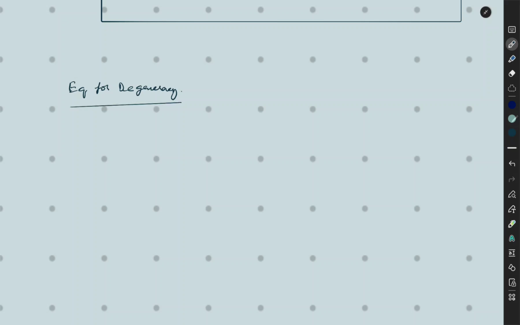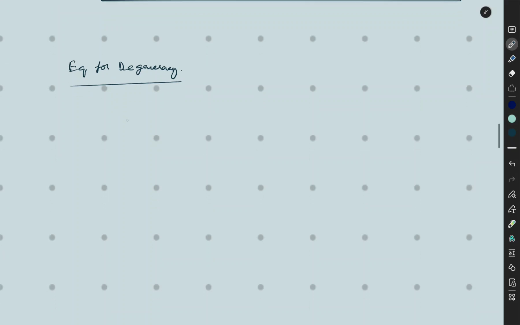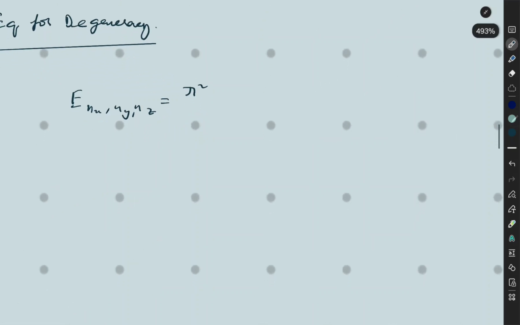So what is degeneracy? Degeneracy occurs when different states, that is different sets of quantum numbers, have the same energy. So let us use our final energy equation, that is E of nx, ny, nz equal to pi square h cut square whole upon 2ml square into nx square plus ny square plus nz square.